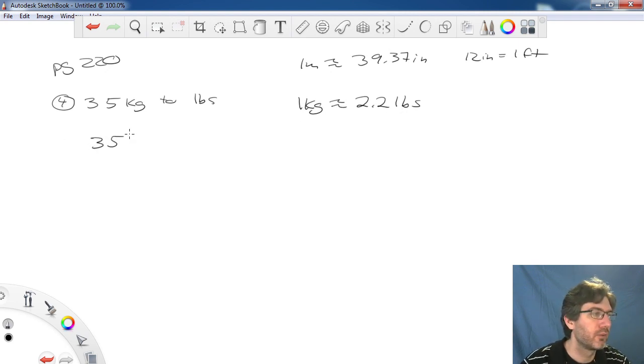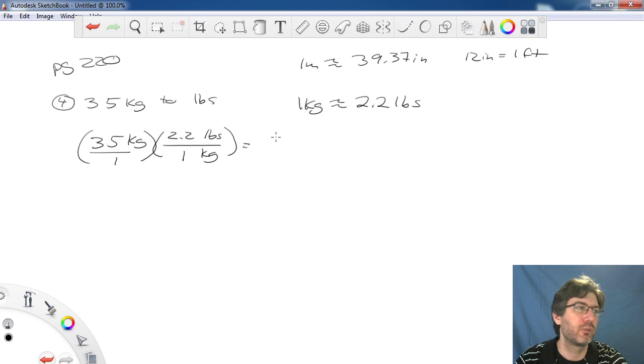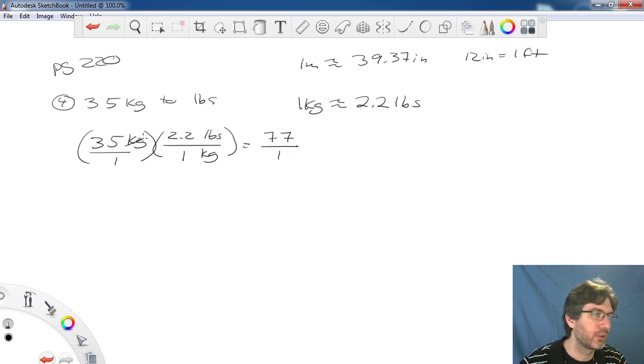And again, follow the units. That's your given. You want kilograms to cancel, so they go on the bottom. Pounds will go on top. Our conversion is 2.2 goes with pounds, and 1 goes with kilograms. So you do 35 times 2.2, which gives you 77. 1 times 1 gives you 1. Kilograms are going to cancel, leave you with pounds. That reduces down to just 77 pounds.